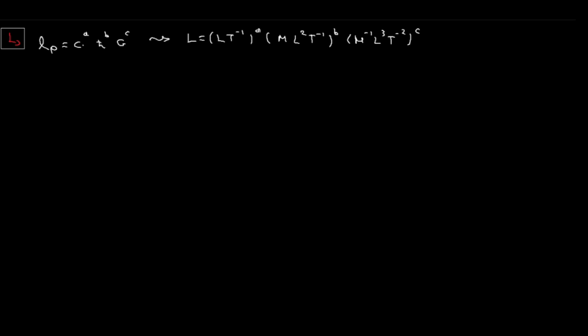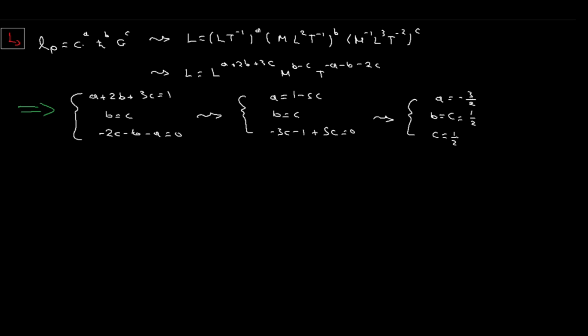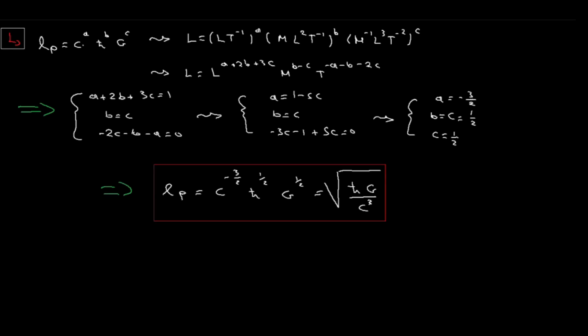So, substituting the dimensions of the fundamental constants, doing the algebra and rearranging the terms gives us the system of linear equations to solve. Solving the equations, we find that a equals -3/2 and that b and c are equal to 1/2. The Planck length, therefore, will equal the square root of h bar times G divided by c cubed. Note that c in these examples is the speed of light, not some random constant as in the previous examples.